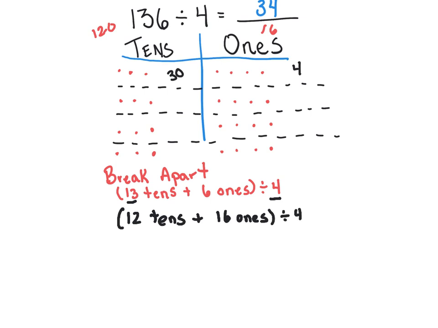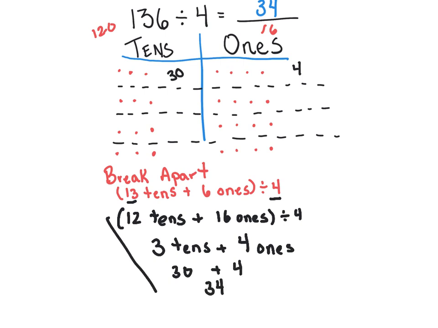So 4 goes into 12 tens. Well, 4 times what gives us 12? And that would be 3 tens. And 4 goes into 16 ones, and that would be 4 ones. And 3 tens plus 4 ones, well, that's 30 plus 4, which gives us 34. Now look at that. Nice little funnel using our break apart method, getting the same answer of a quotient of 34 and 34 up here.